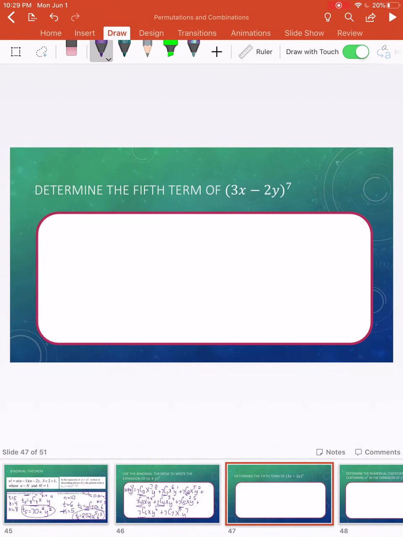So now we're moving on. So now you're going to see you have coefficients. So this makes it a little trickier, but we're only going to find the fifth term. We don't have to expand the whole thing out. So again, I'm just going to write that formula up top here.